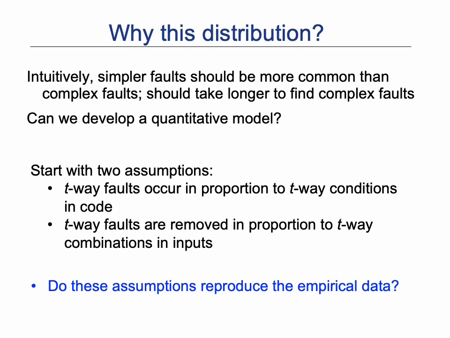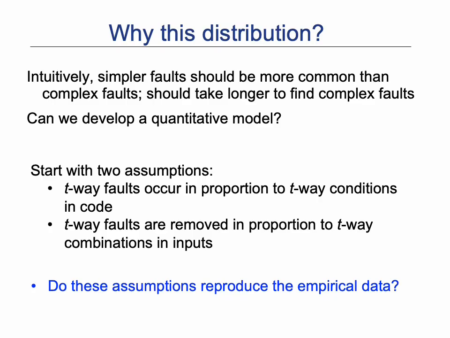But a key test is whether we can develop a quantitative model that reproduces the empirical data reasonably. So let's start with two assumptions, and I would argue that both of these are very natural. The first is that we will assume T-way faults occur in proportion to the T-way conditions in the code, because the code must be exercised in order to reveal the fault. So the T-way combinations must be triggered to lead the execution down that path.